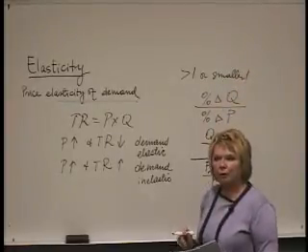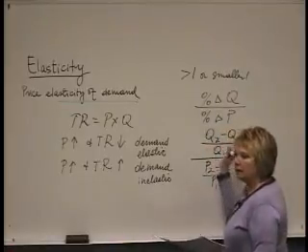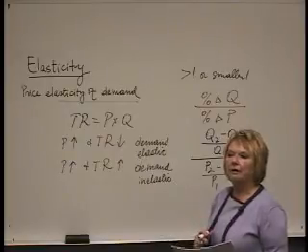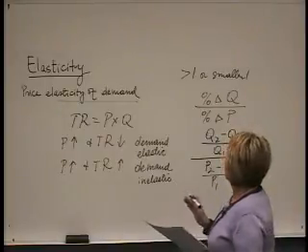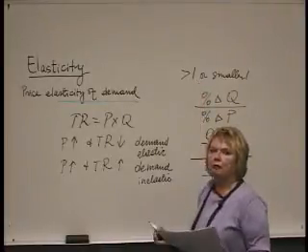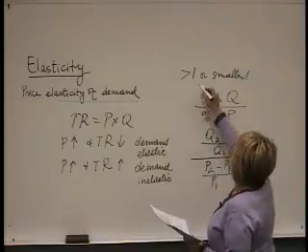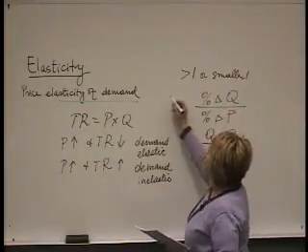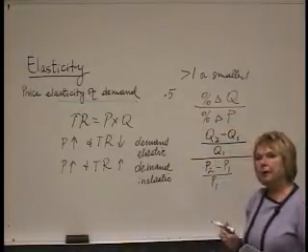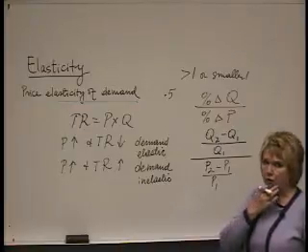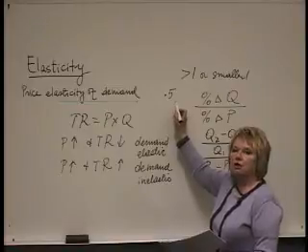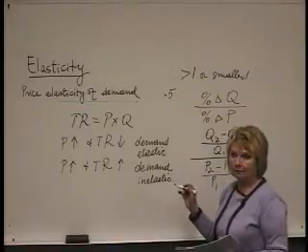Now, what do we mean by smaller than 1? Well, keep in mind that the result is going to be a negative number because price and quantity are inversely related. So what do we mean by less than 1? Less than 1 is going to be a fraction. Okay, so if your elasticity coefficient is 0.5 or 1/2, it will imply that a 1% change in price is going to lead to 0.5% change in quantity demanded.